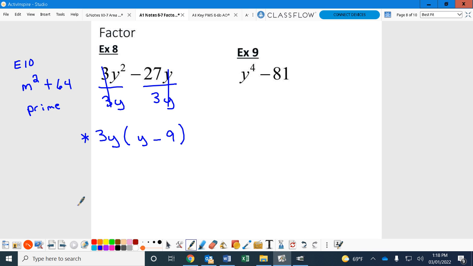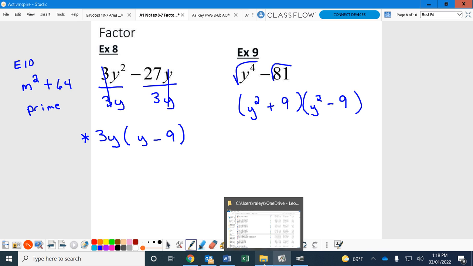Okay. Let's do our last one, guys, because this one actually has a little bit extra in it. The reason is the 4. You'll see what I mean when we go through this. When you split this into two sets of parentheses, because those are both perfect squares, what is the square root of y to the 4th? y to the 2nd. You just divide the power by 2. What is the square root of 81? And one of these is going to be a plus, one of these is going to be a minus.